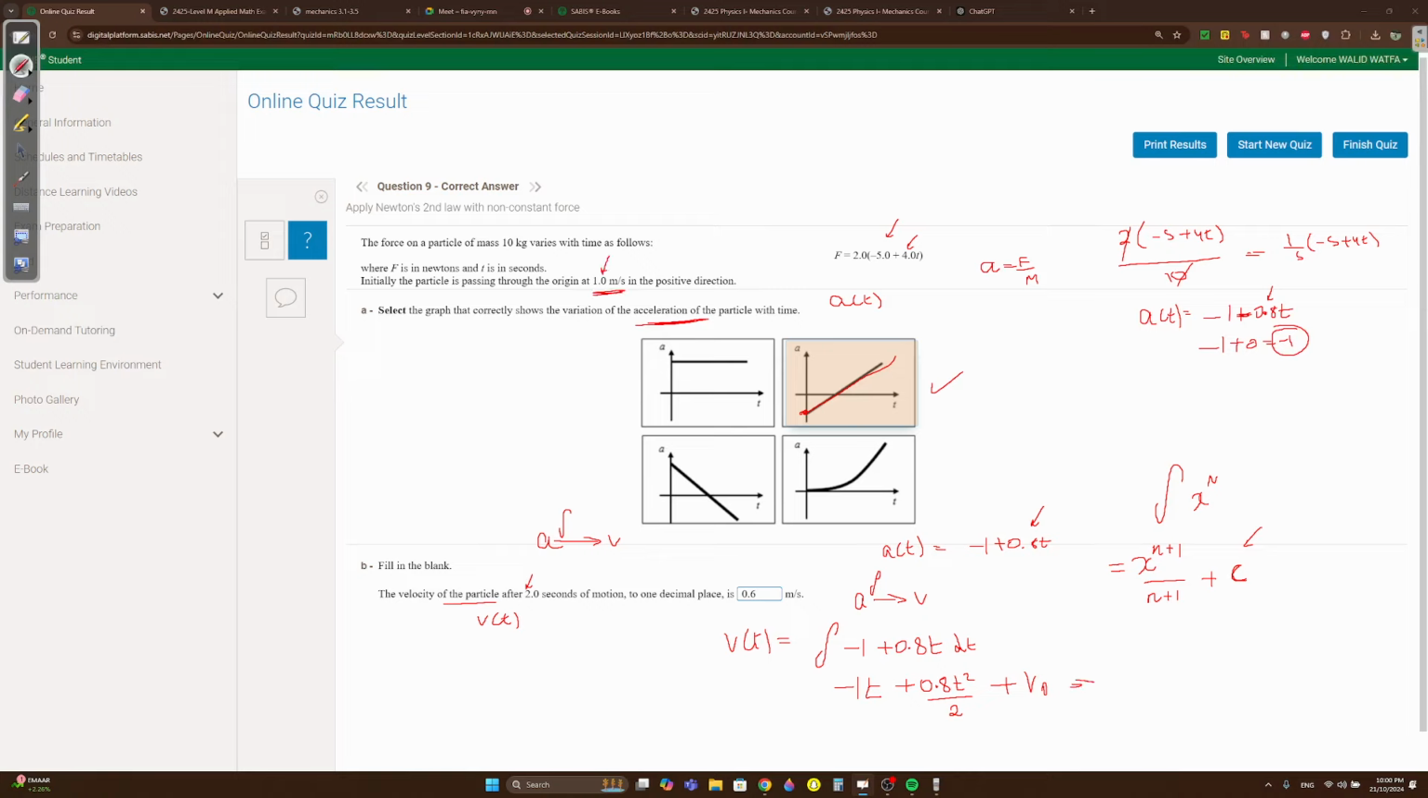Okay, so you're going to get that v is equal to minus 1t, sorry, plus 0.4t squared plus 1. Now substitute t with 2, you're going to get minus 1 times 2 plus 0.4 times 2 squared, which is 4, plus 1. You get 2.6 minus 1, I mean no, 1.6, yeah, minus 2, yeah, you're going to get 0.6.